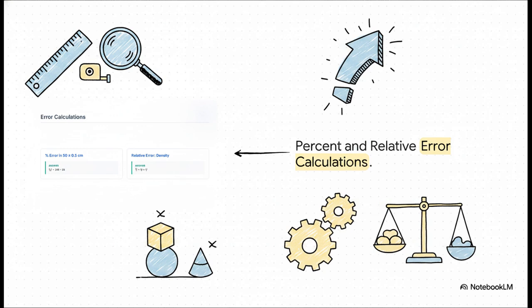But this compounds when we look at relative error for things like density, which is mass over volume. The relative error of density simply equals the relative error of mass plus the relative error of volume. It teaches us that errors stack up, and tracking them is honestly just as important as the measurement itself.